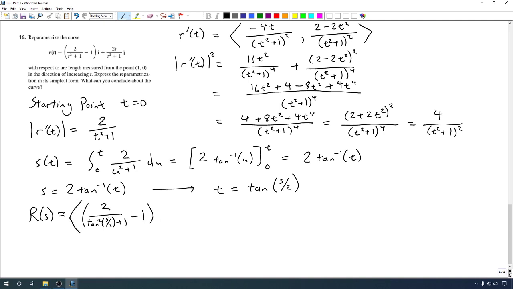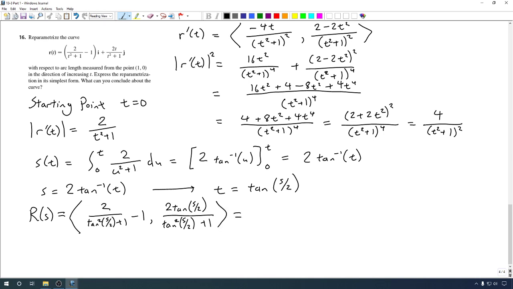That's our first component. Actually, let's erase those. There. I'm just going to write it in our angle brackets. Our second component is going to be 2 times the tangent of s over 2, over tangent squared of s over 2 plus 1.